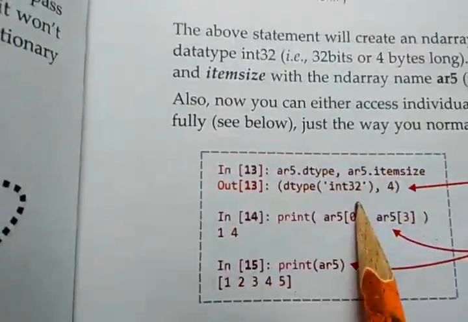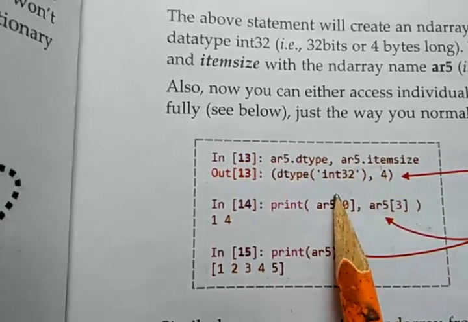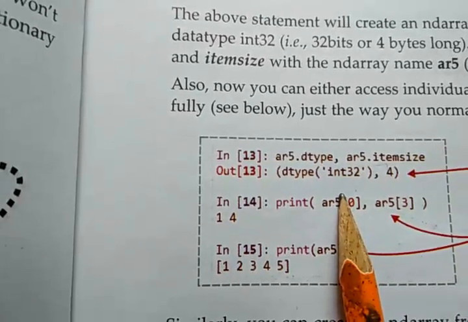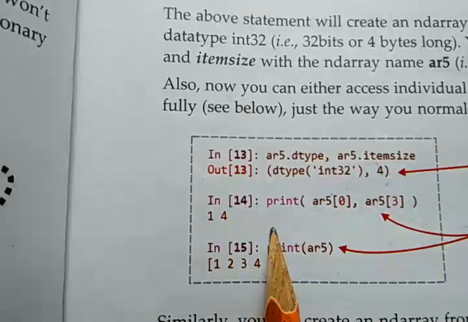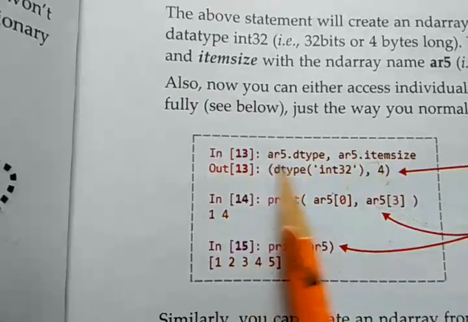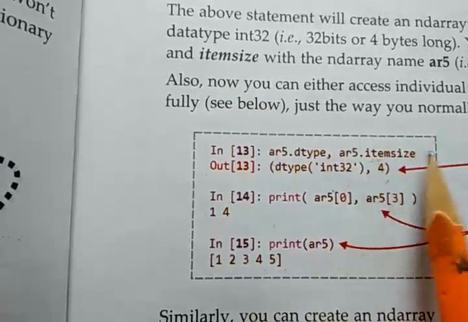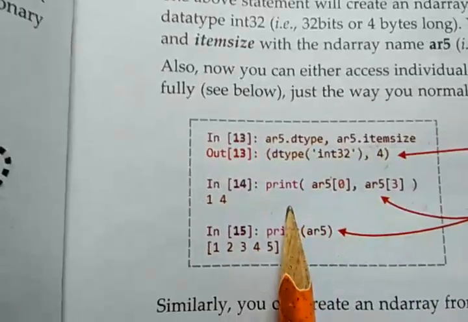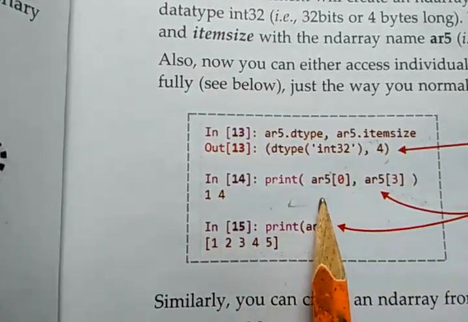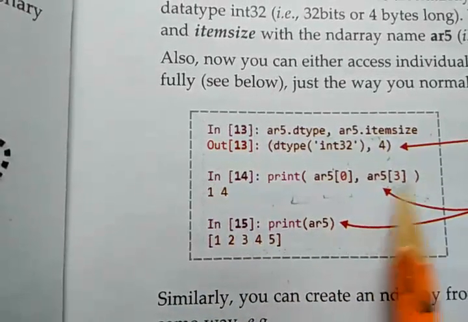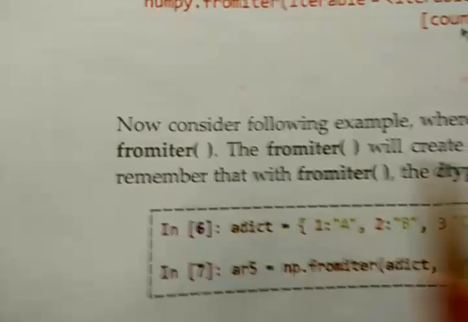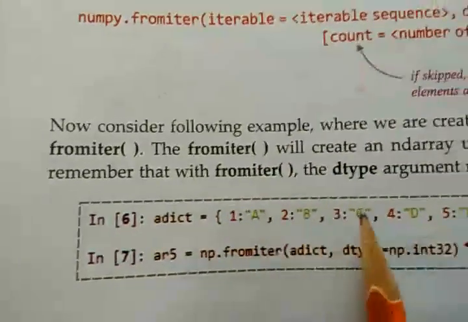Now here we are printing the data type. The data type will print int32, and the item size of this is 4. So this is array5 data type and array5 item size. Now we are printing the individual elements. Array5 of 0, so the answer is 1, and array5 of 3, so the answer is 4. Just see, the indices are 0, 1, 2, 3 and 4.